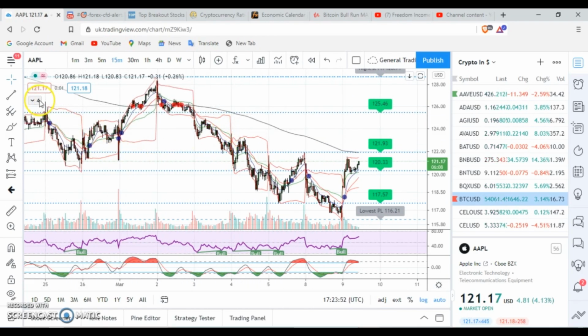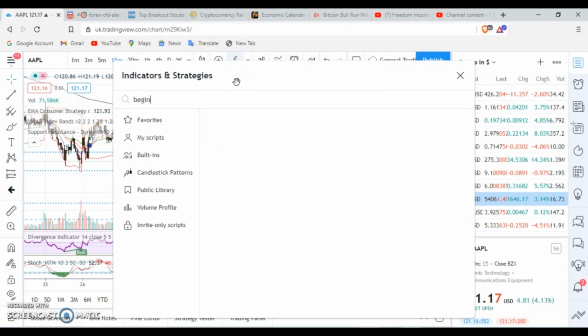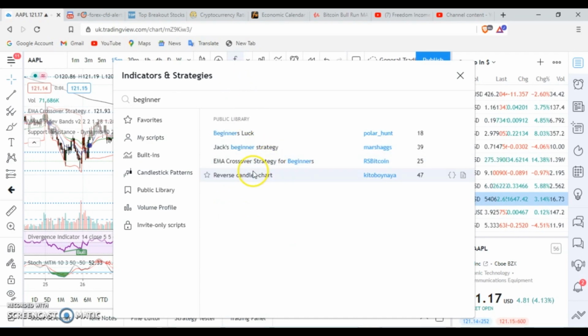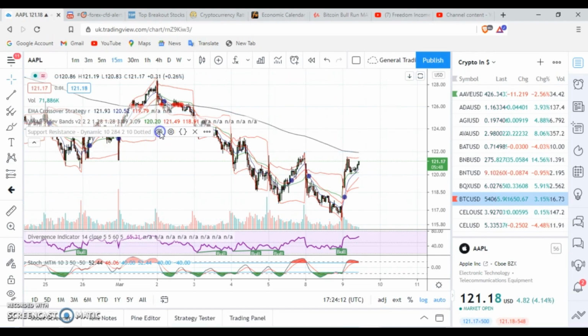So basically, what we have here is a strategy. You can use your EMA crossover strategy, which is a beginner strategy. If you just type in "beginner" here, it'll come up here, EMA strategy for beginners. If you keep that, and then you have the VWAP standard deviation bands and the support and resistance. To be honest, you probably don't even need the support and resistance because you're scalping off such short time frames, but you can have it on if you want.